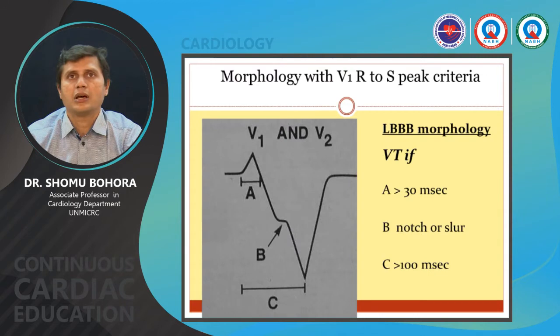In aberrancy, you have an RSR dash in V1 or a QR pattern in V6, which is suggestive of an SVT with aberrancy. The second part in QRS morphology, especially in chest leads, would be an initial R which is slurred and delayed, which is more than 30 milliseconds, as you can see in this figure, or from the start to the nadir of the S wave, a duration of more than 100 milliseconds, or a notch in between. All three would suggest that this is likely to be a ventricular tachycardia.